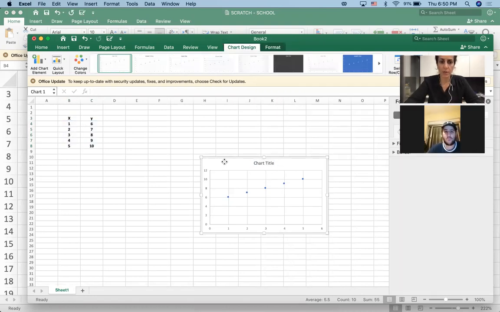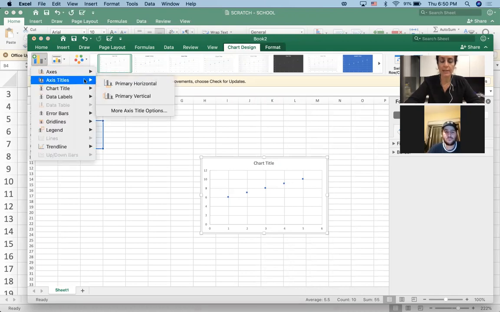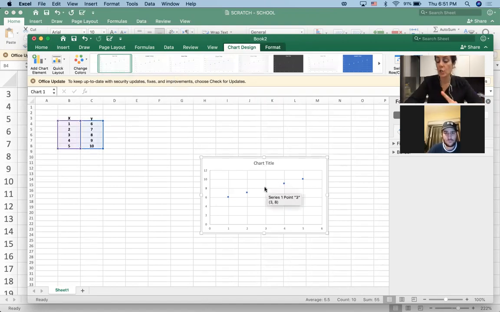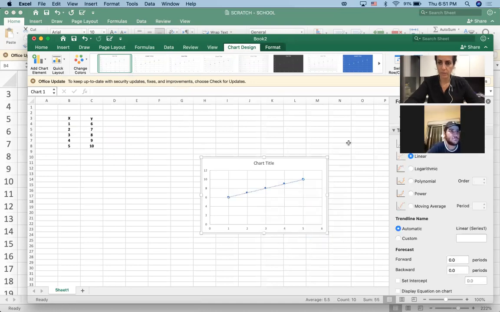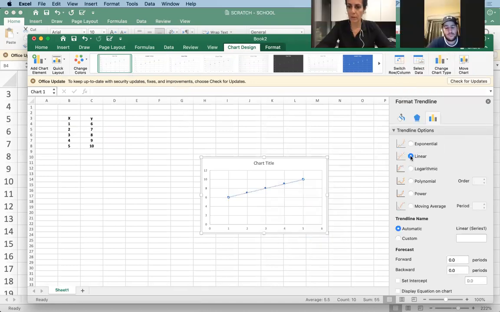I will change the chart title. I will click on the chart, add chart element, the title of the axis, the primary horizontal, the primary vertical, and it's very important for you to have a title and label your axis. Then I should not click on the points, right click on the points. Do you have Excel on your laptop? Yes.